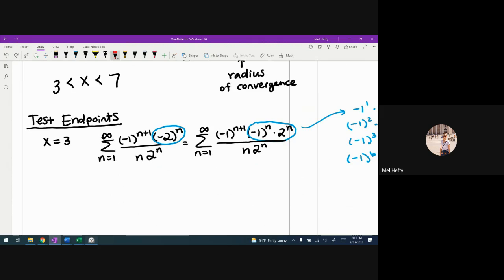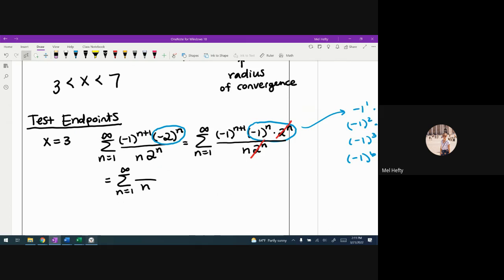Everyone see these 2 to the ns? Let's get these out of here. So the reason I'm doing that is a lot of these endpoints are going to simplify into a relatively simple looking function. So I'd like to point out that in the denominator, I now just have n. There were a couple of functions that just had n in the denominator. Can you name either of them?